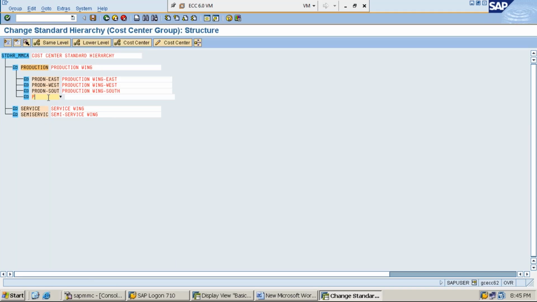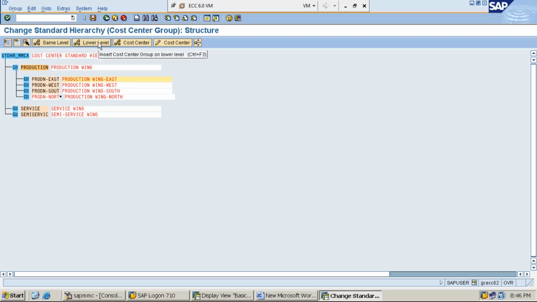And I'm naming it as PRODN NRT North, production wing north. Write down carefully. Keep the cursor on the description production wing east.